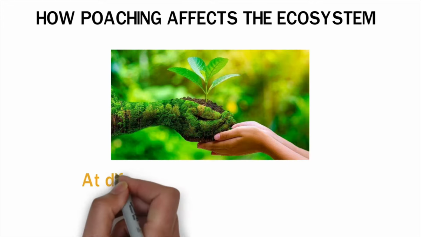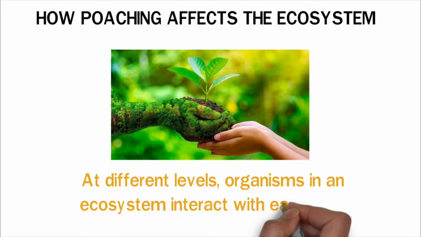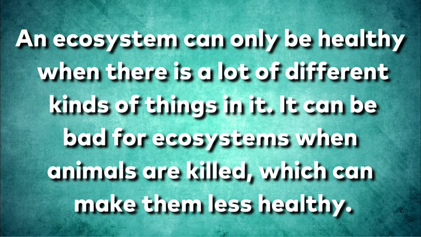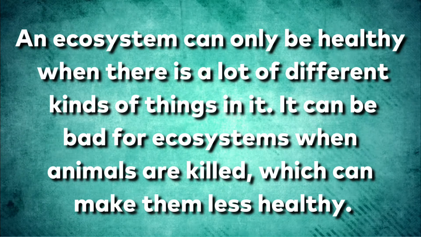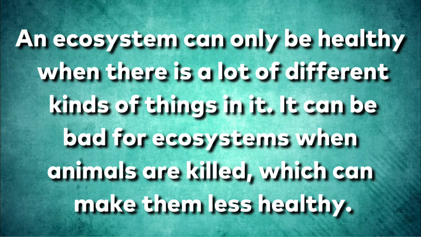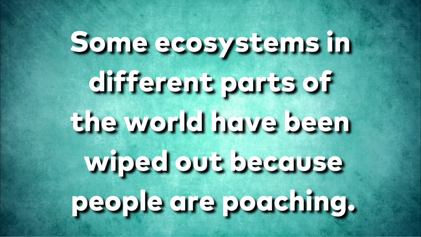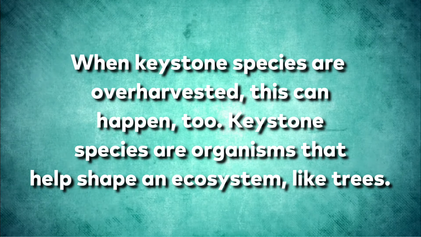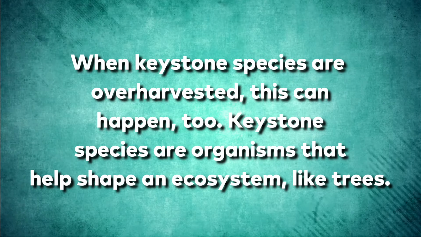At different levels, organisms in an ecosystem interact with each other. An ecosystem can only be healthy when there is a lot of different kinds of things in it. It can be bad for ecosystems when animals are killed, which can make them less healthy. Some ecosystems in different parts of the world have been wiped out because people are poaching. When keystone species are overharvested, this can happen too.